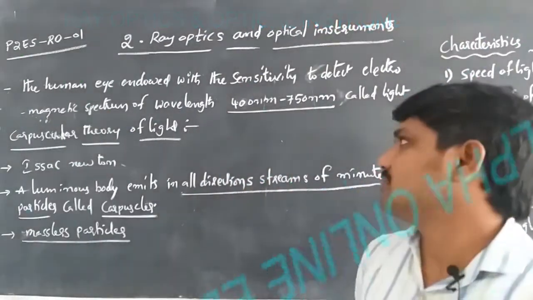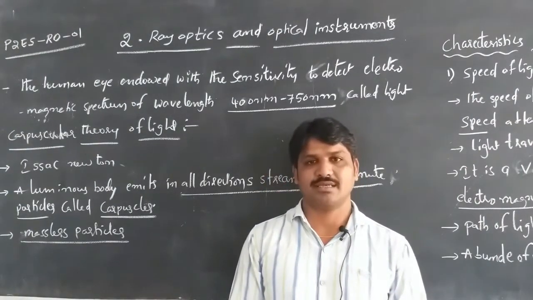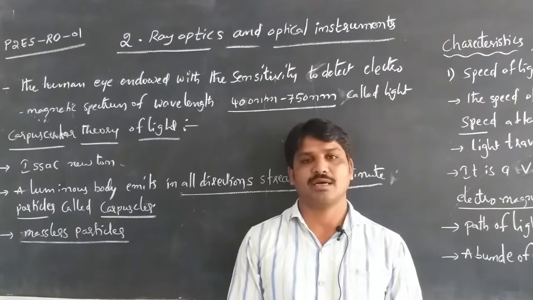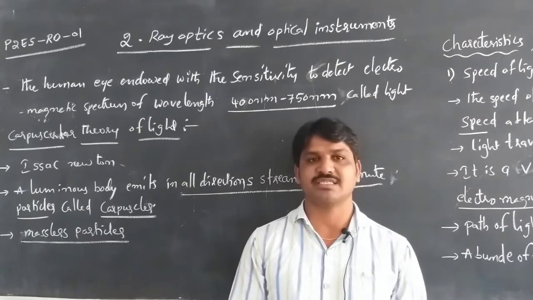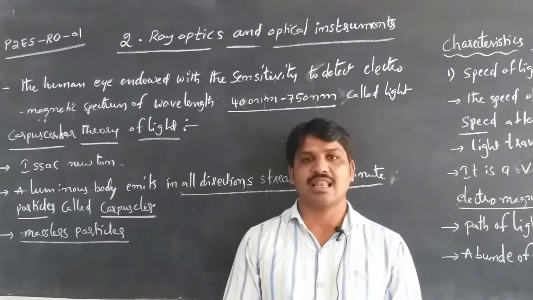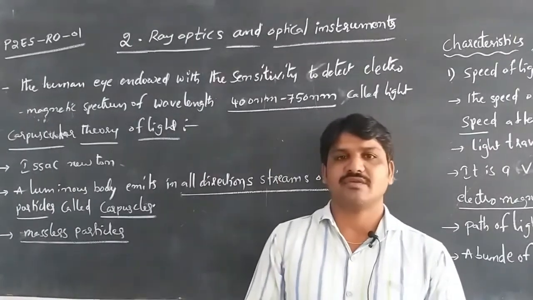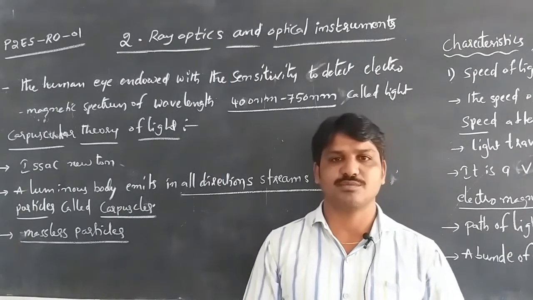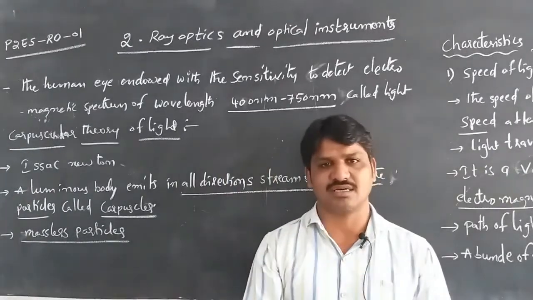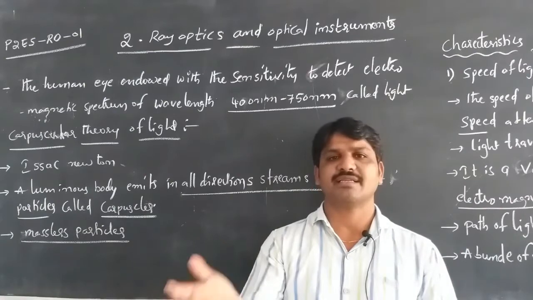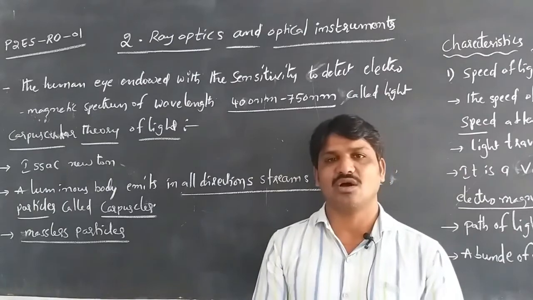Now we are going to discuss the second chapter in senior intermediate physics, ray optics and optical instruments, which is a study about light. Study about light means, nowadays we know that the sensation of vision occurs whenever a light ray comes from the sun, is incident on an object and is reflected from the object and is incident on our eye. Then only we can see the objects.